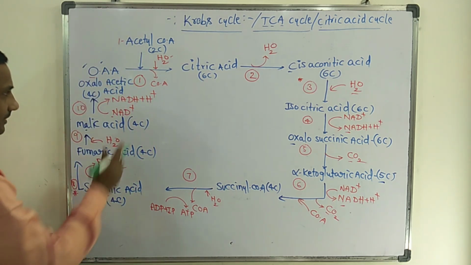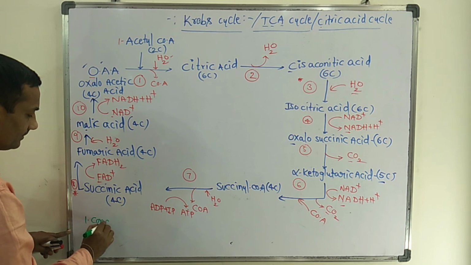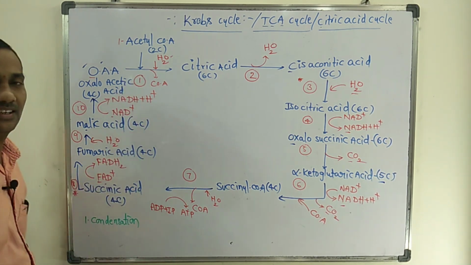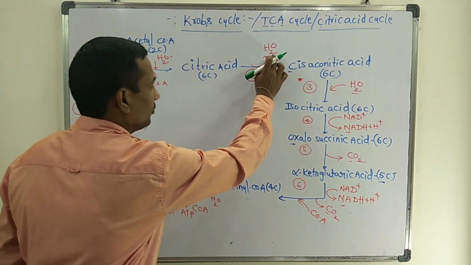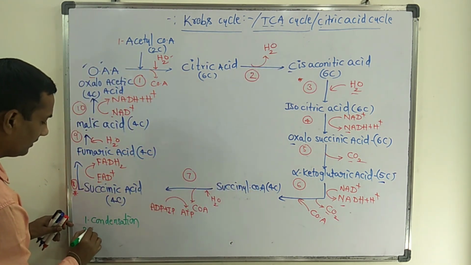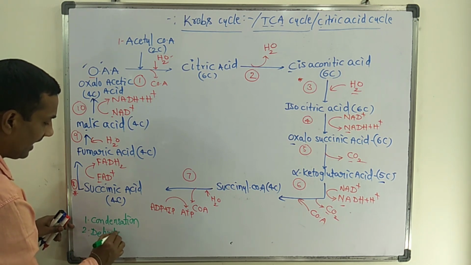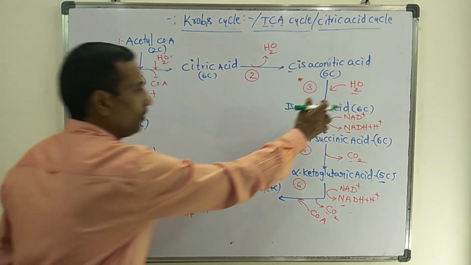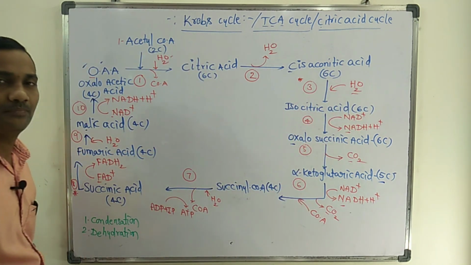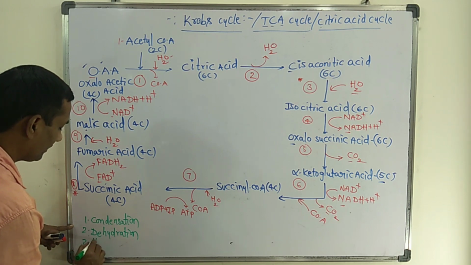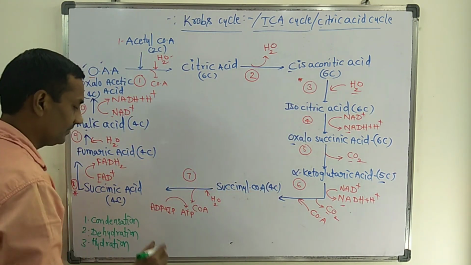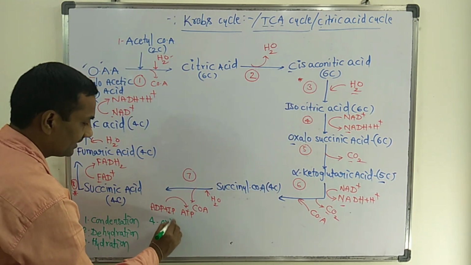Step names. First step, this is condensation. Whatever step occurs here is condensation. Removal of water is called dehydration. So the removal of water is dehydration. Here water is involved in the third step. That reaction is called hydration. Total 3 steps finished.